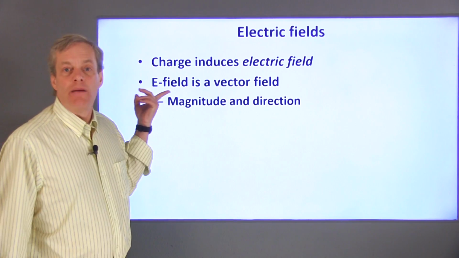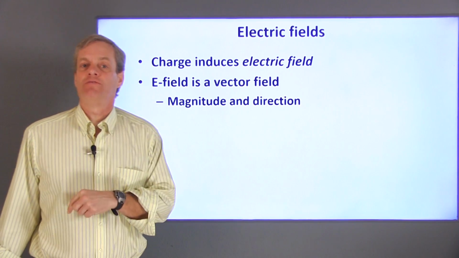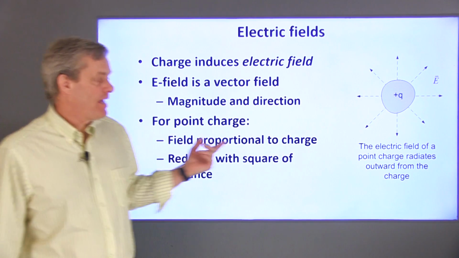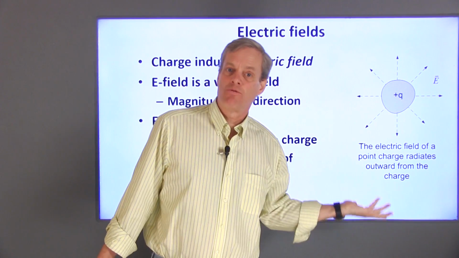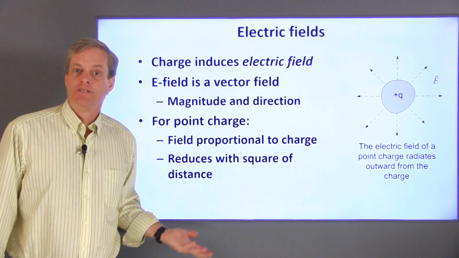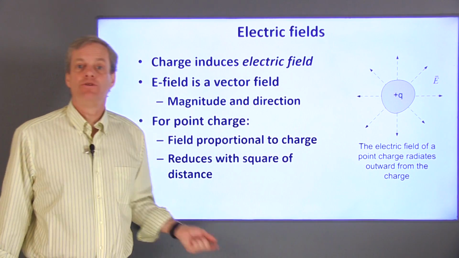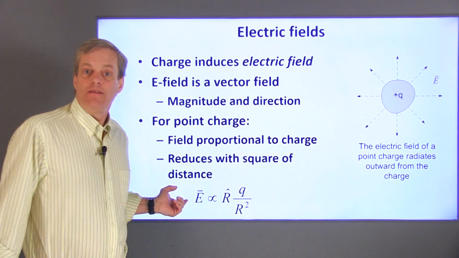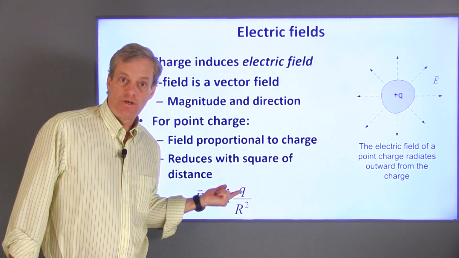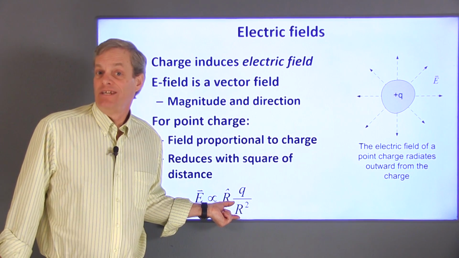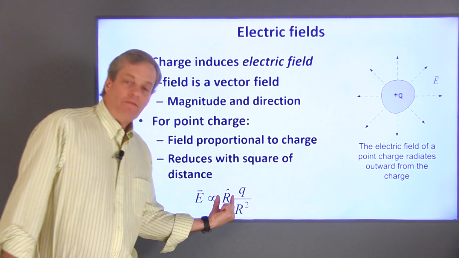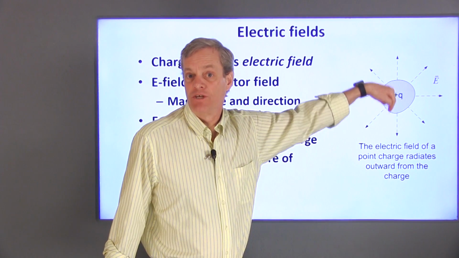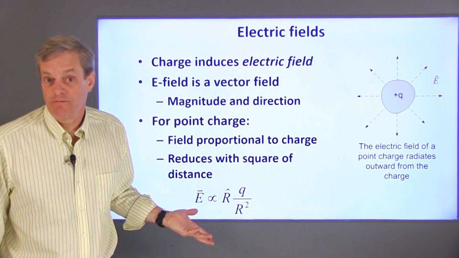An electric field, commonly called an E field, is a vector field. It has both magnitude and direction. A point charge, for example, creates an E field that radiates outward from the charge. The strength of the field is proportional to the size of the charge and reduces with the square of the distance from the charge. Mathematically, the E field is proportional to the charge, Q, and inversely proportional to the distance, r squared. This r with a hat over it is a unit vector pointing radially away from the charge. That gives us the direction of the electric field.